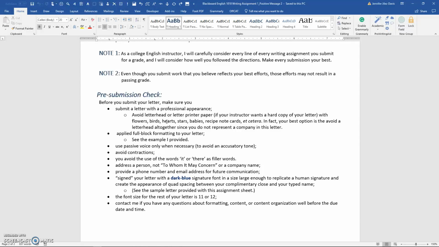Provide your phone number and email for future communication, and that should be in your last paragraph. And then you're going to sign your name with dark blue signature font, and we'll look at that in a few minutes in my next video. And make sure that your font is 11 or 12 point, no larger, no smaller. And then, of course, ask me if you have any questions.